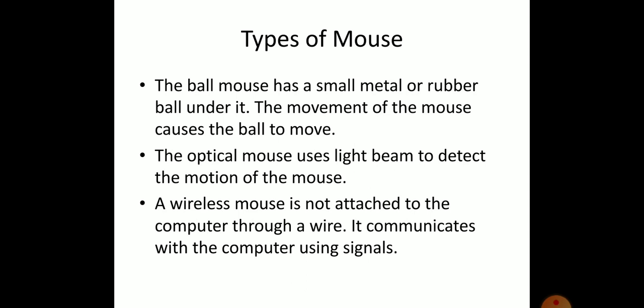Okay, the next is a wireless mouse. A wireless mouse is not attached to the computer through a wire. It's not attached with a wire. It communicates with the computer using signals.